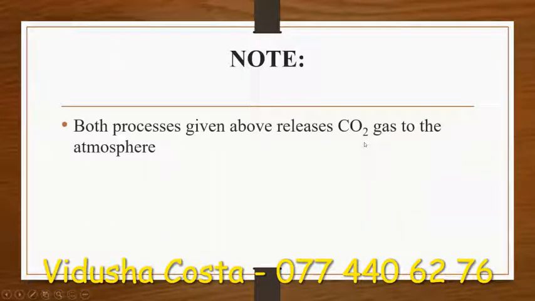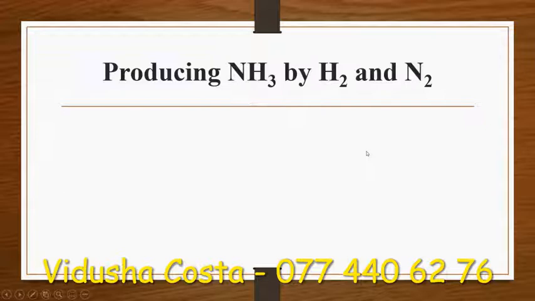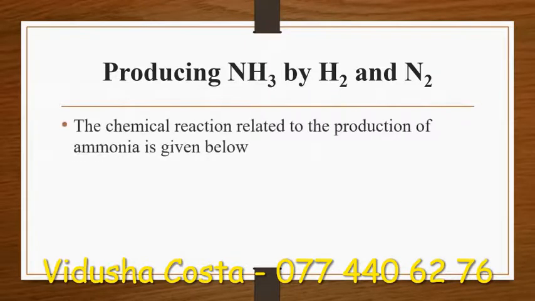Okay. And if you look at both processes given above, they release carbon dioxide gas to the atmosphere. So it is a problem. It contributes to global warming. Now, we are going to focus on production of ammonia from hydrogen and nitrogen.